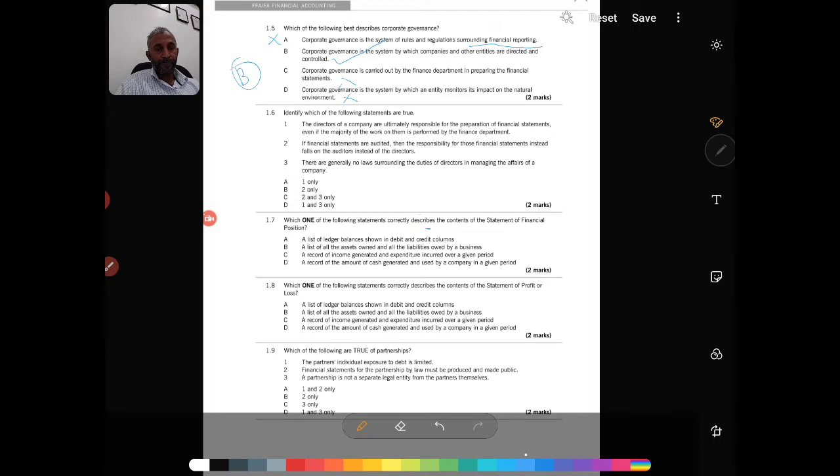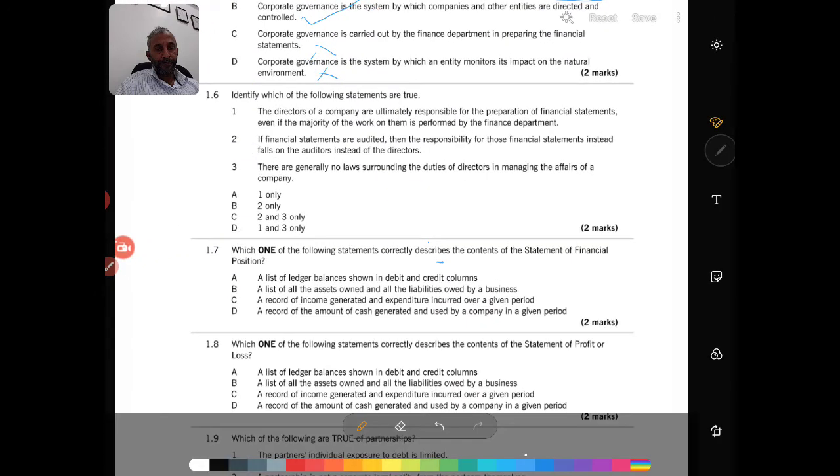Now we will go to question number 1.6. Identify which of the following statements are true. 1: The directors of a company are ultimately responsible for the preparation of financial statements, even if the majority of the work on them is performed by the financial people. Obviously, yes. According to IAS 1, International Accounting Standard, Presentation of Financial Statements, the responsibility for the preparation and presentation of financial statements lies with directors, not with any other. So 1 is the compulsory answer.